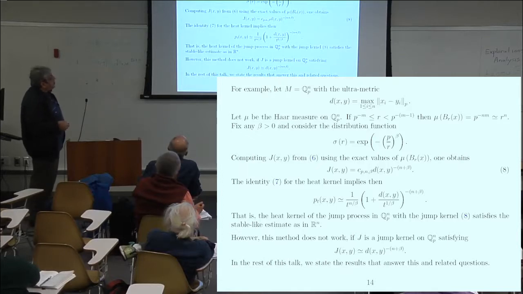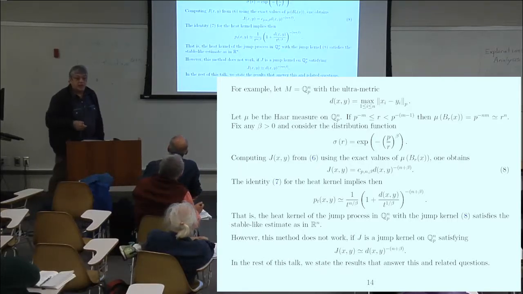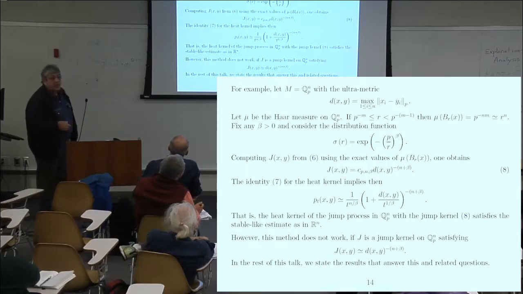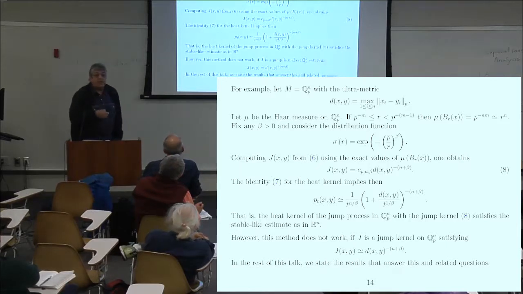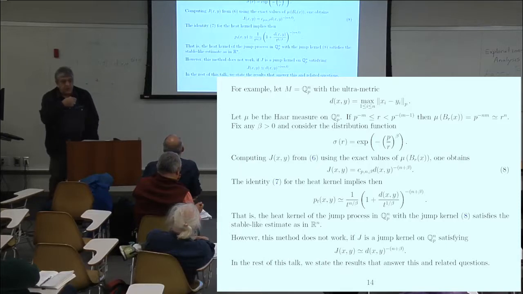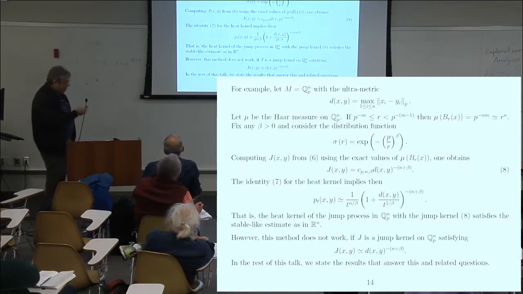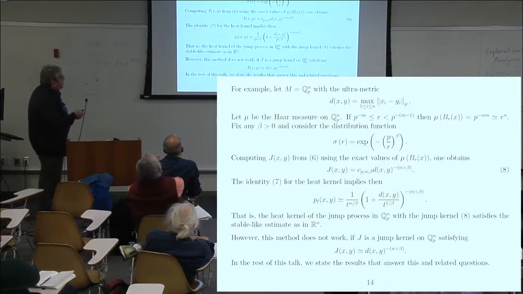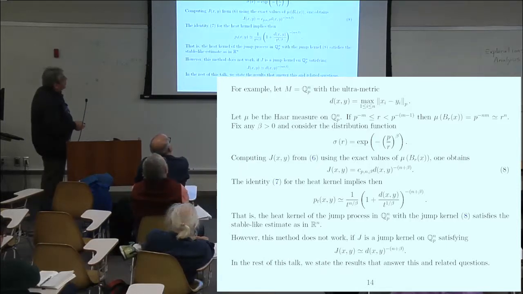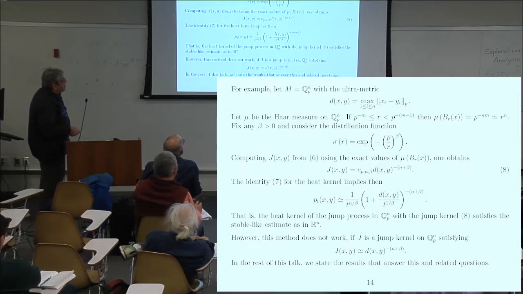And then again, the heat kernel computation shows it has also the same estimate as the symmetric stable process in Euclidean space, except the distance here is the p-adic distance, not the Euclidean distance, right? So we see a kind of full analogy between the Euclidean theory of jump processes and the p-adic theory of jump processes. However, this, of course, can be obtained only when J is exactly, up to a constant, the distance to this power. Now, the question again arises: what if J is of order distance to minus n plus beta?